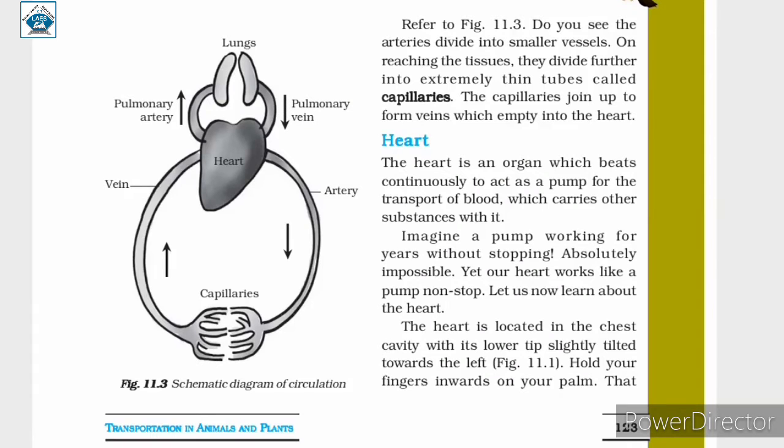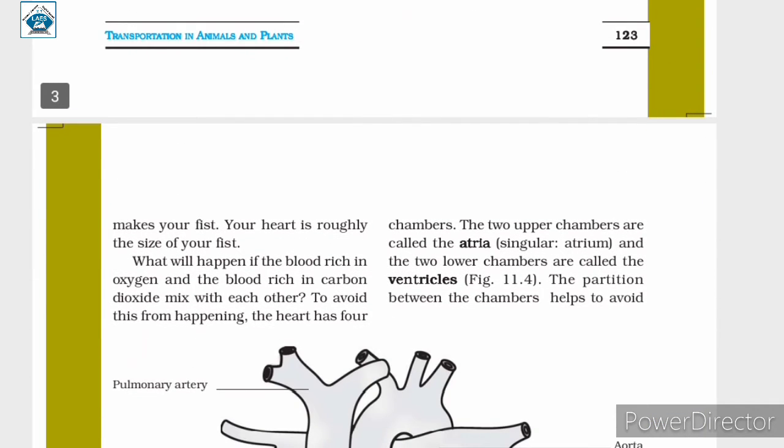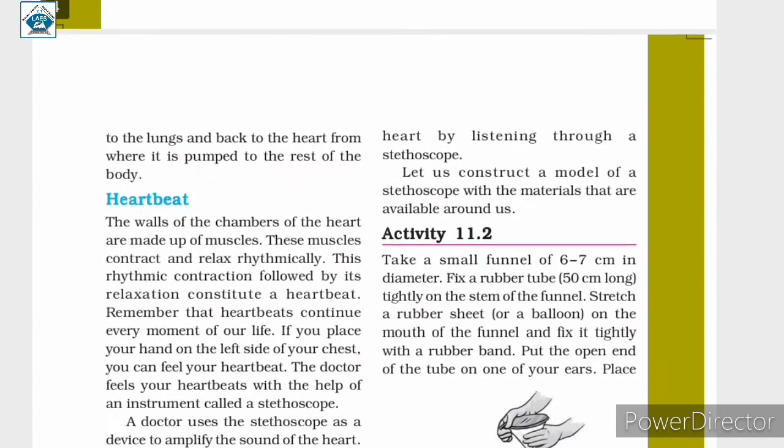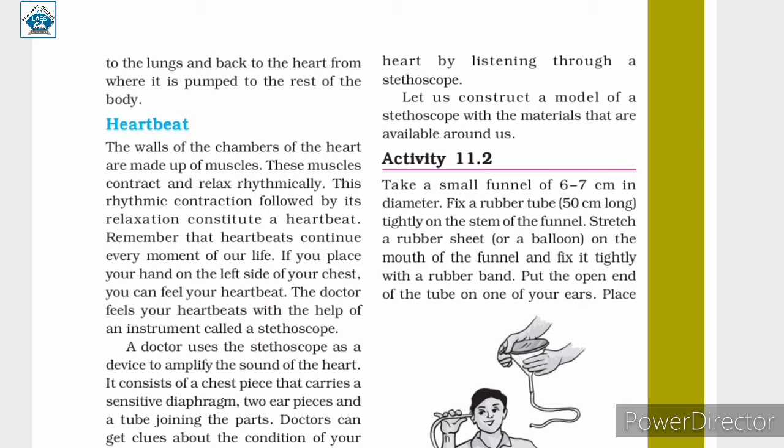Hello students, let us continue chapter 11, Transportation in Animals and Plants. We have discussed in the previous class about the heart. We know that there are four chambers of the heart. The upper two chambers are called atria and the lower two chambers are called ventricles, and there are partitions between these chambers as well. Now, let us discuss the next topic, which is heartbeat.